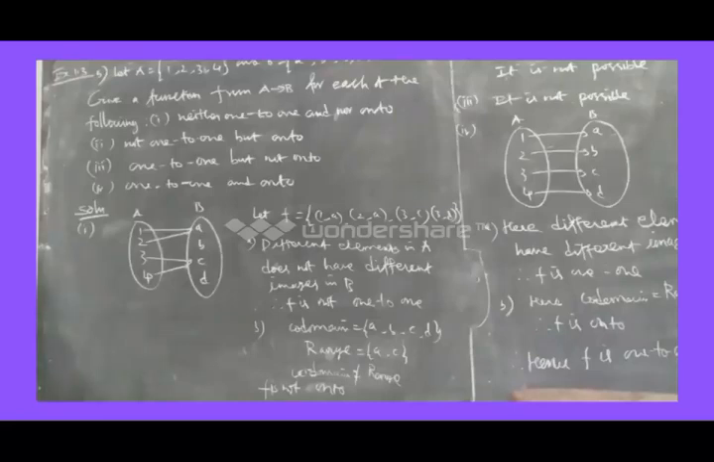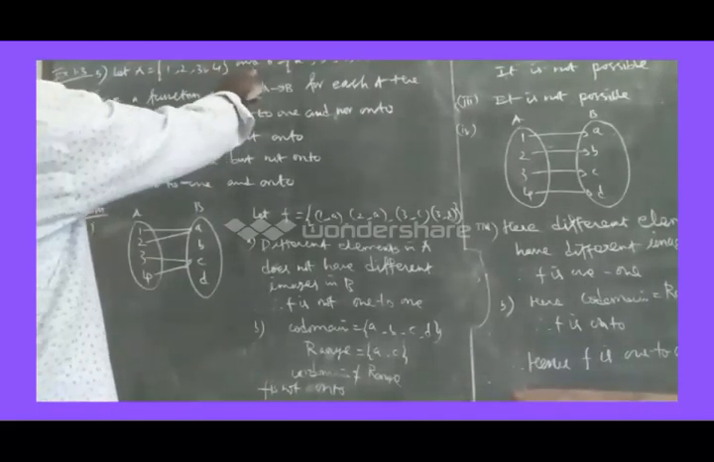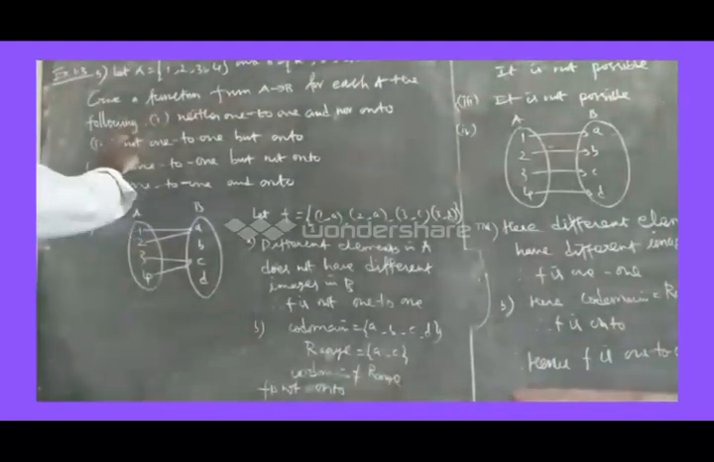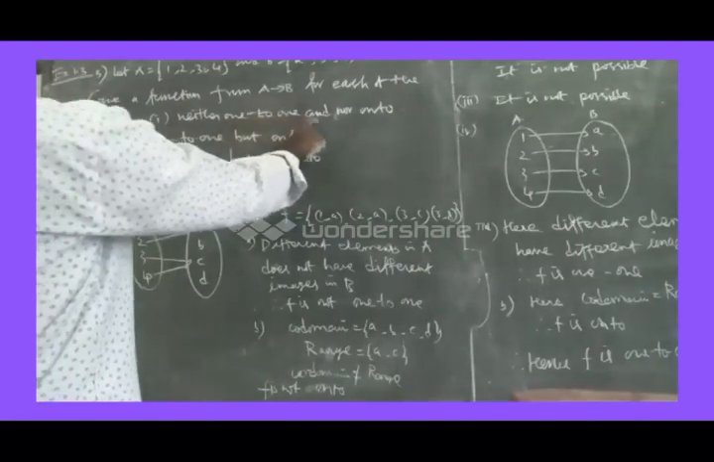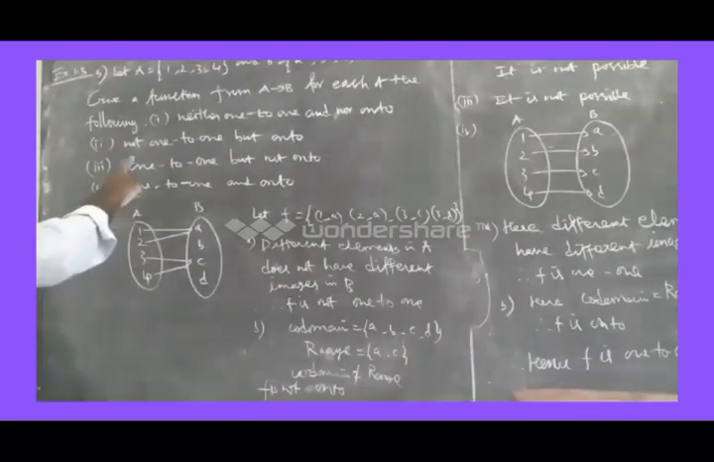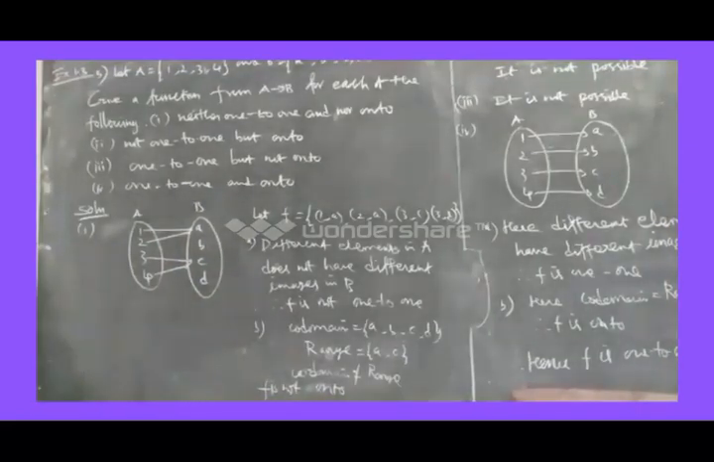Dear student, exercise 1.3. Let A equal to {1, 2, 3, 4} and B equal to {a, b, c, d}. Give a function from A to B for each of the following. First one, neither one-to-one nor onto. Second one, not one-to-one but onto. Third one, one-to-one but not onto. Fourth one, one-to-one and onto function.